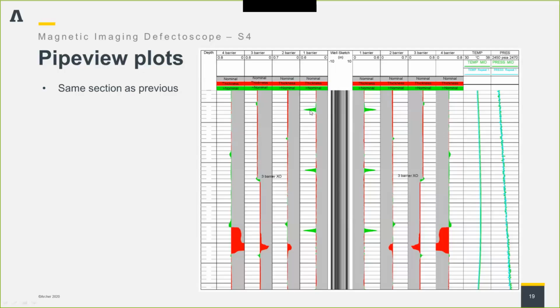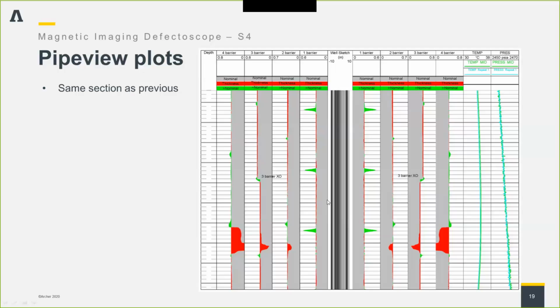We can see this is the collar, which has more metal in there, so we can pick out the collars very easily by looking at these curves. The red is where it's below nominal, so there's some amount of metal loss compared to nominal. Of course, if you do a time lapse, then you reference the metal loss or gain to the previous pass.